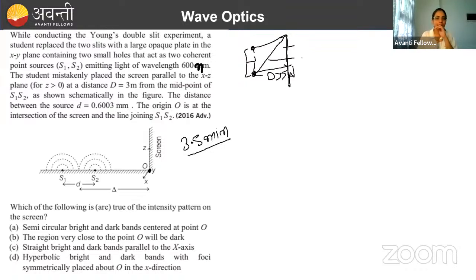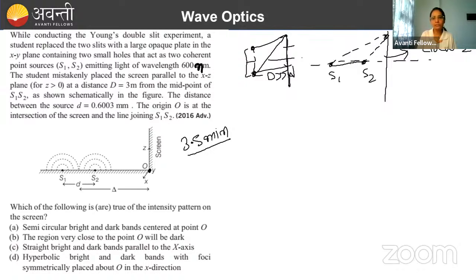The second case I discussed: if your sources are S1, S2, and the line combining the sources is perpendicular to the screen, meaning light from these two sources interferes at a point on the screen such that the screen is perpendicular to the line joining the two sources. In that case, I told you the shape of fringes will be circular. Here only a slight modification has been done in this question.